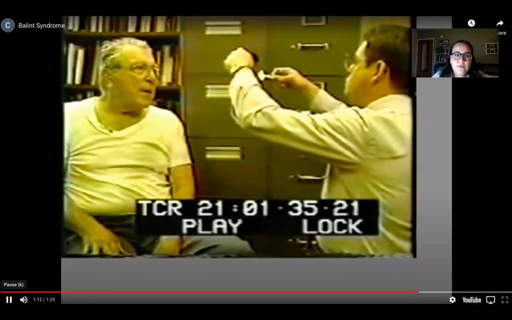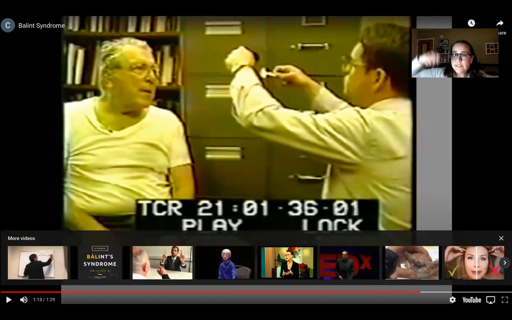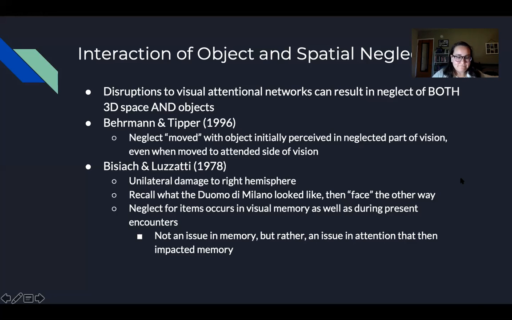The experimenter is moving the spoon around, trying to see if the movement gets his attention and gets him to be able to perceive that object. He's only able to see either the comb or the spoon. He can't see them simultaneously. And so that is an example of somebody with Balint syndrome.